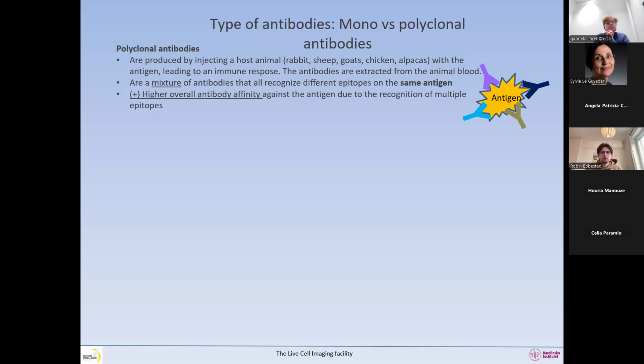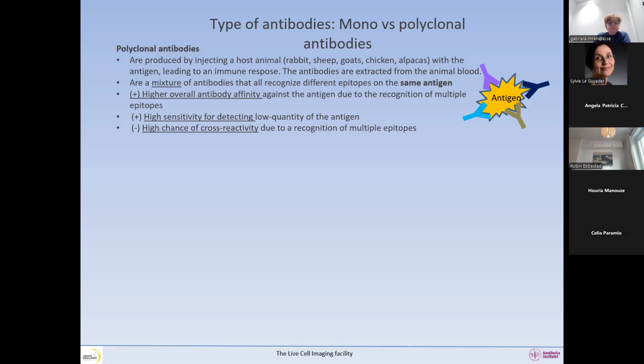They have a high antibody affinity against the antigen due to the fact that they can recognize multiple epitopes, which also makes them more sensitive to detect low quantities of the antigen. But on the other hand, they also have a high chance of cross-reactivity, exactly due to the fact that they recognize multiple epitopes.